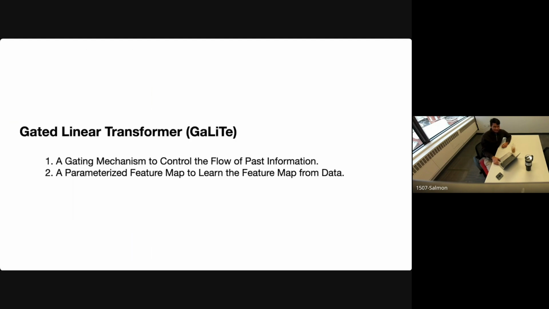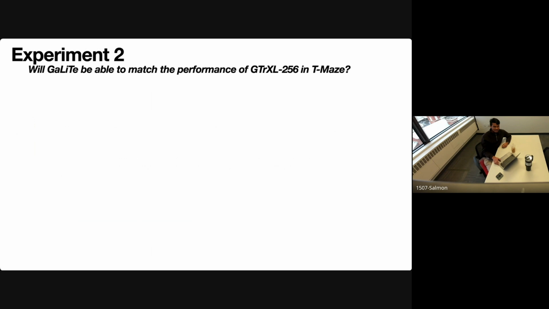So yeah, let's look at how this approach will perform in the real world. We are going to start by experimenting with this new approach called gated linear transformer, which introduces two modifications: a gating mechanism first, to control the flow of past information, and the second is a feature map, to learn the feature map directly from data. Then let's run a second experiment to test how AGaLiTe will do in comparison to GTrXL in the TMAs problem.